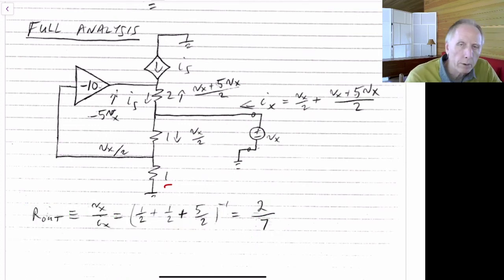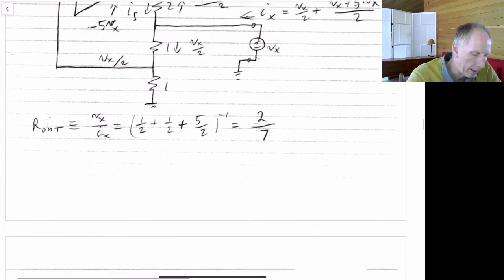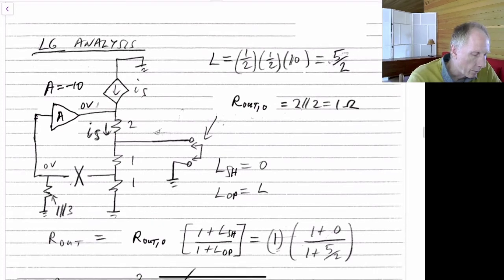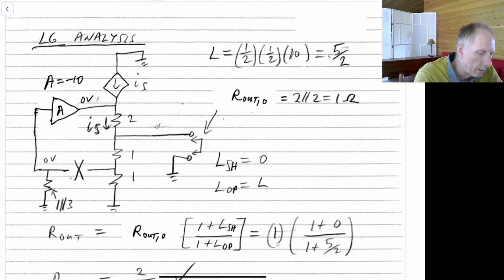So that's doing full nodal analysis. But let's see if our loop gain analysis will give us the same result. So for loop gain analysis, we have the same circuit. Let's just look at the loop gain when the port is open. So let's just look at L for a second, because hopefully that will come in as either the loop gain when the port is open, which we know will because that's what we're finding right here, and the loop gain when the port is shorted.